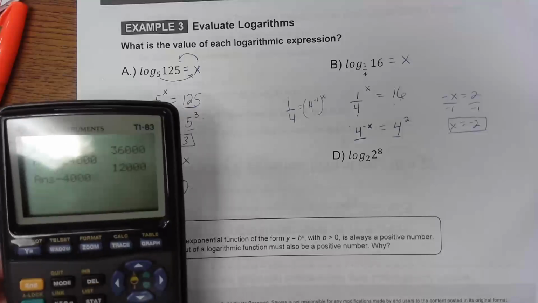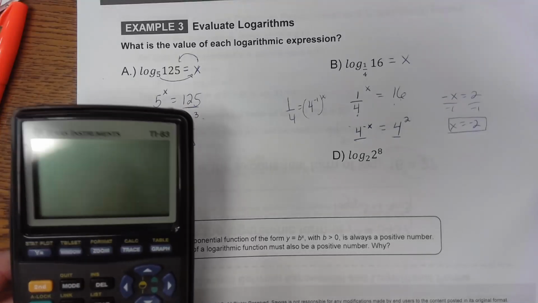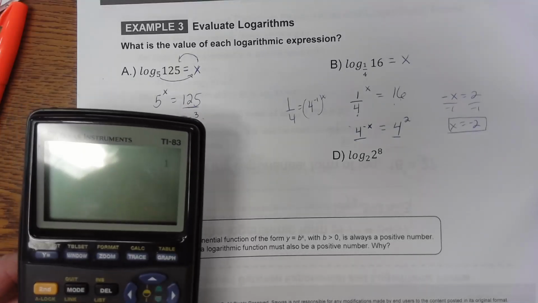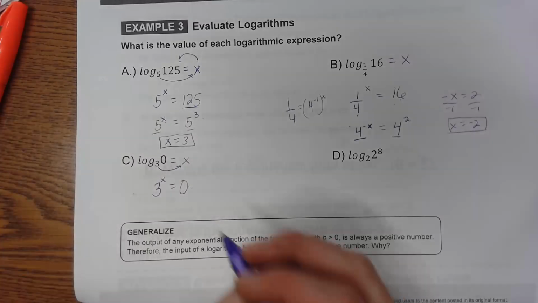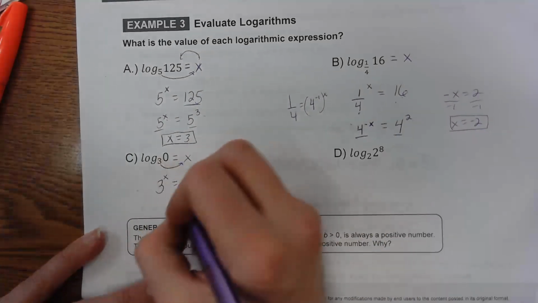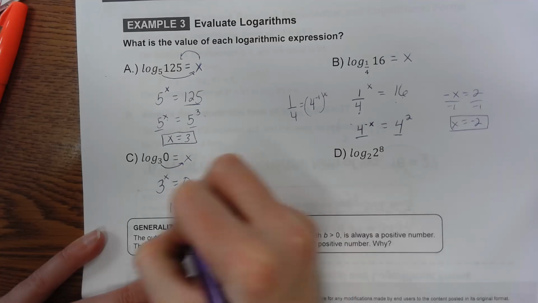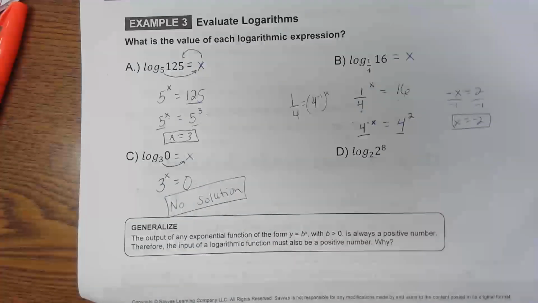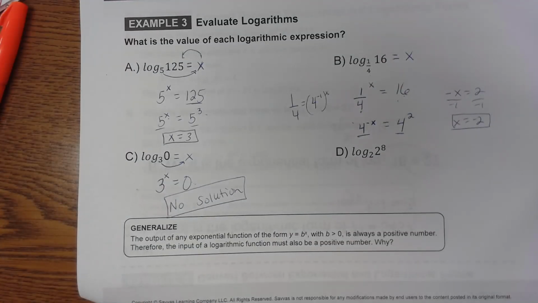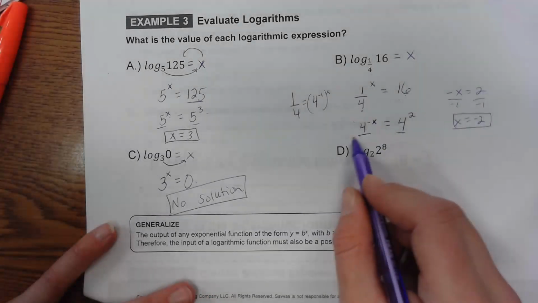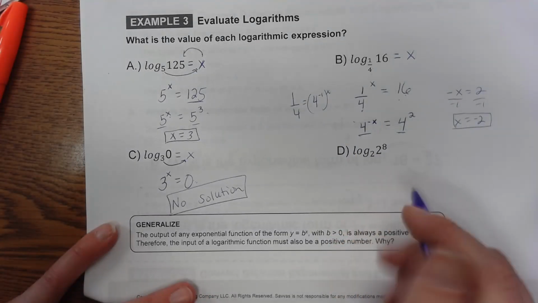Type in 3 raised to the 0 power, and you should get 1. So there are no numbers that can make this happen, so this is no solution. So logs cannot go below 0, or cannot be equal to 0. Okay, let's see this one. Go ahead, change this one to exponential form.